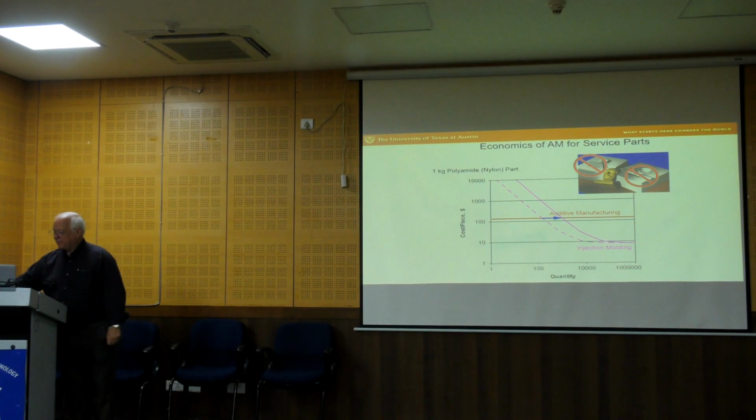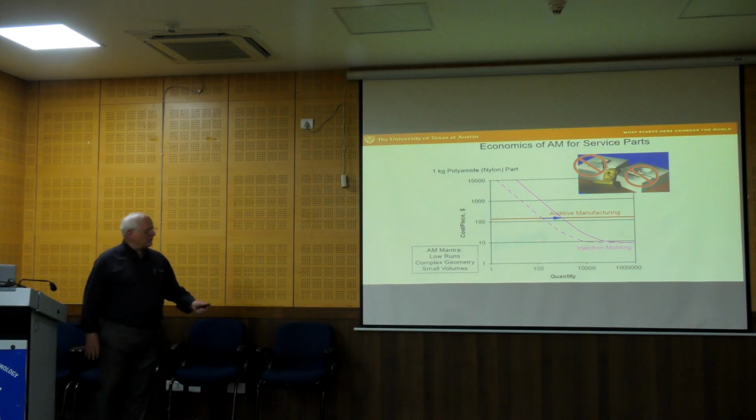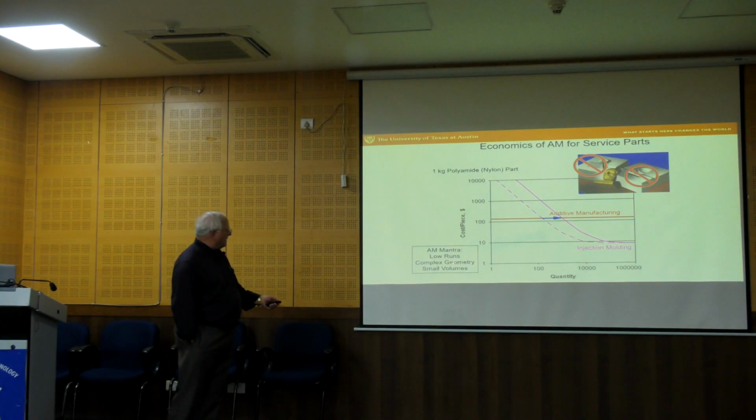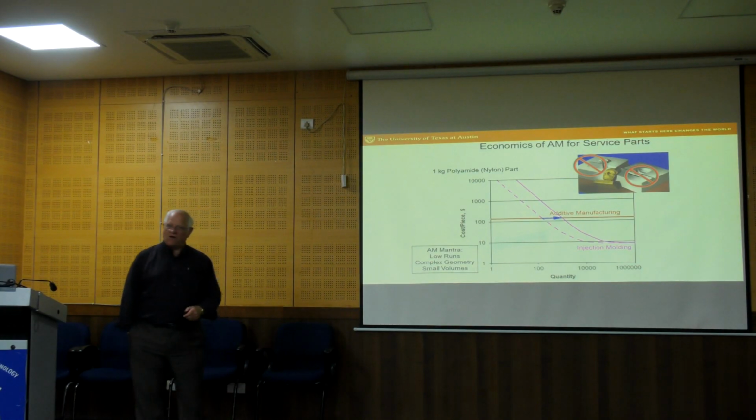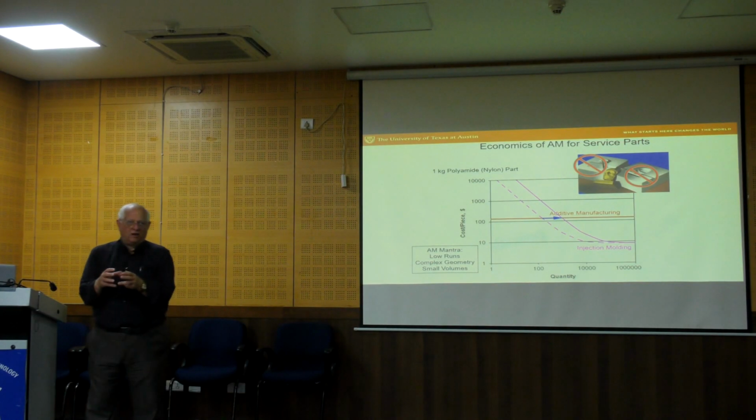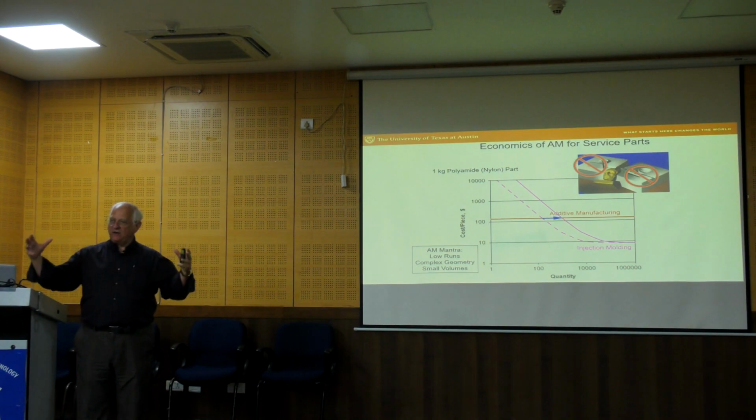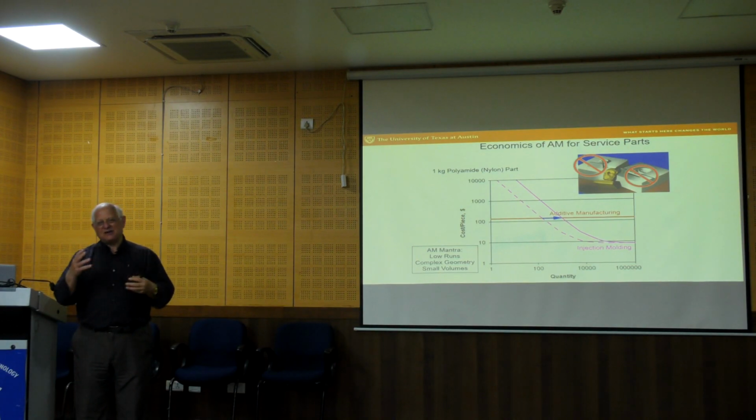The third of these is not so easy to demonstrate. We typically want small volumes. We want the part to be small, typically, rather than large. It has to do with the cost of the machine.